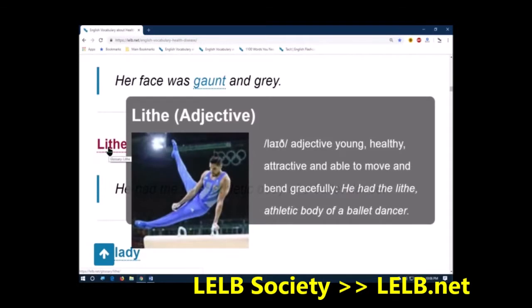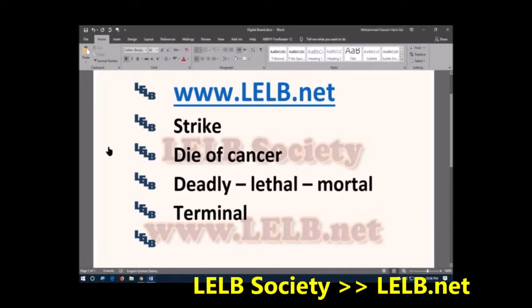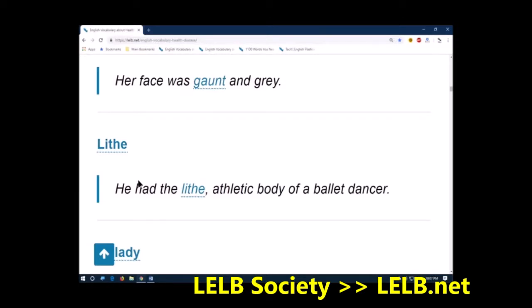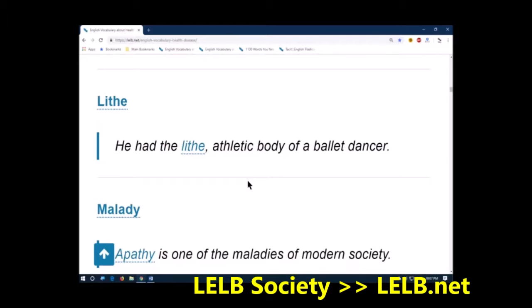Lithe. Young, healthy, attractive, and able to move and bend gracefully. A good synonym for that is agile. He had the lithe, athletic body of a ballet dancer. It's clear. Athletic body of a ballet dancer, which is a particular type of dance. And your body must be really flexible in order to become a ballet dancer.